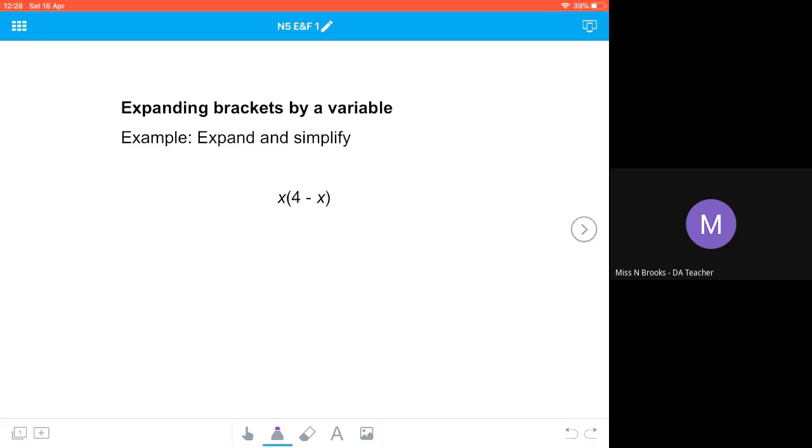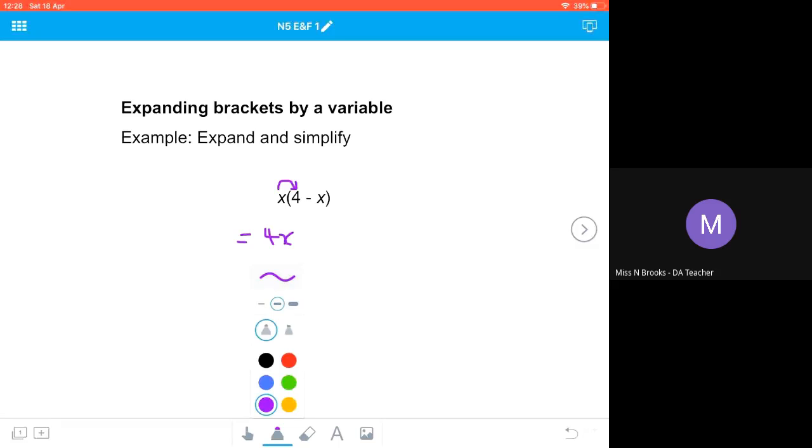So we've got two terms inside this bracket, so our final answer is going to have two terms. So the first thing we're going to do is take that x on the outside of our bracket and multiply it by the 4. So it's multiplication, not addition. And we're going to write it with the number in front of the letter because we always put what's called the coefficient first. So x times 4 is going to give us 4x.